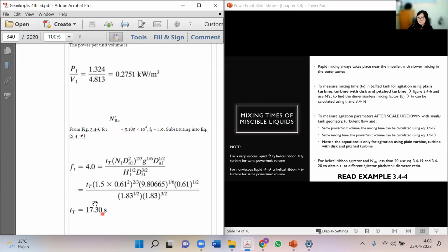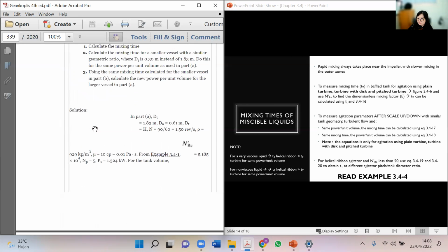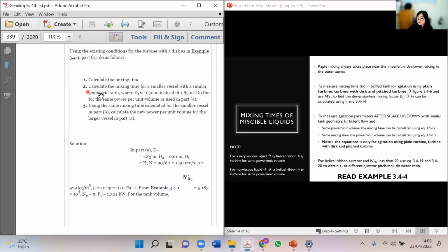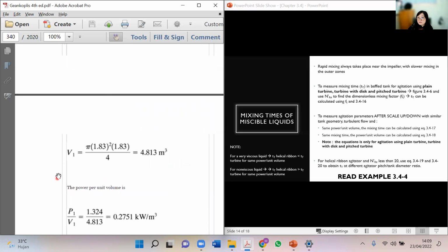If we are asked only to find the mixing time, then we don't actually need to find the volume and P per V. However, since part B mentions it, let me scroll up. In part B, they ask what is the mixing time for a smaller vessel, and to do this for the same power per unit volume as used in part A, part number 1. So that's why we finally calculate V1.